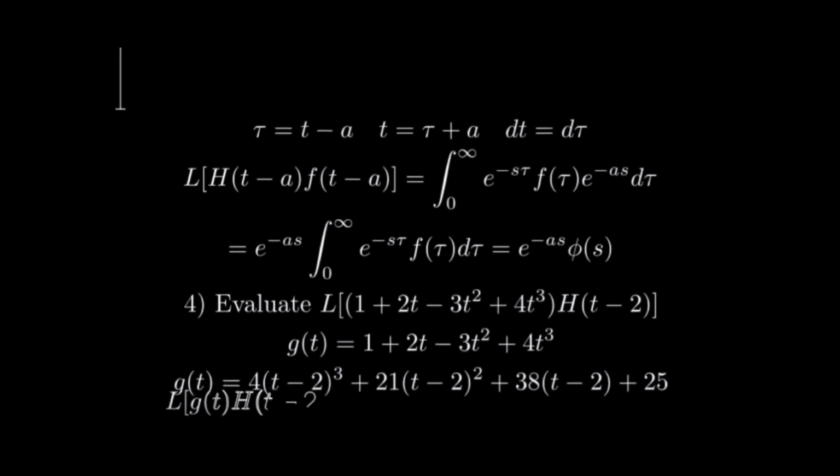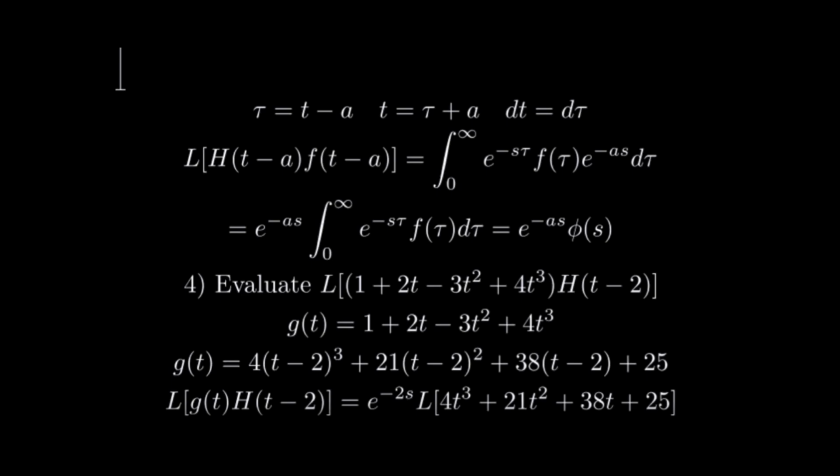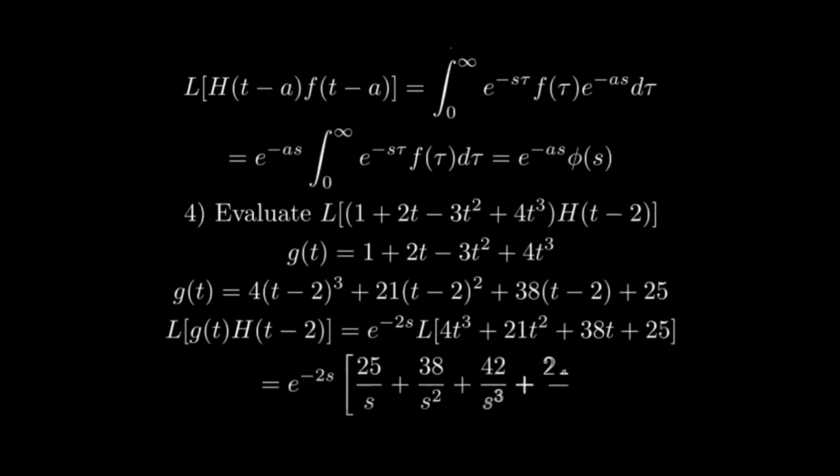25. Now we can apply the time-shifting property and multiply by e to the negative 2s. Finally, using the properties of Laplace transforms, we get our result, e to the negative 2s times the sum of 25 over s plus 38 over s squared plus 42 over s cubed plus 24 over s to the fourth.